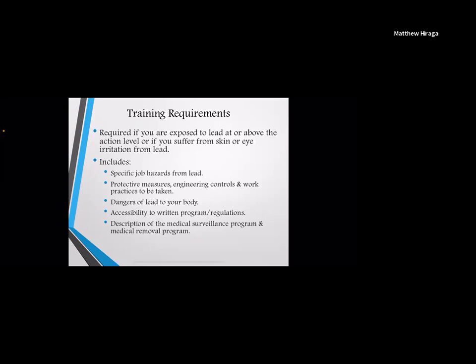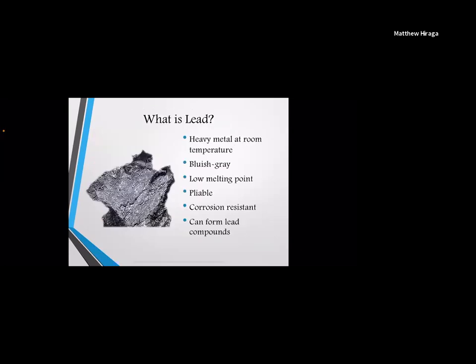Now, what is lead? It is a heavy metal at room temperature. It's typically a bluish gray color and has a low melting point, which can be beneficial for manufacturing, processing, so on and so forth. It's pliable, which means it's easy to work with. It is corrosion resistant, and then it can form other lead compounds. Now, corrosion resistant and pliable is typically why they use it in a lot of manufacturing or paints. They're going to use it in high temperature areas. They're going to use it where you would have water exposure, like on window frames, doors, things like kitchens or bathrooms. It's more commonly where you're going to find lead.